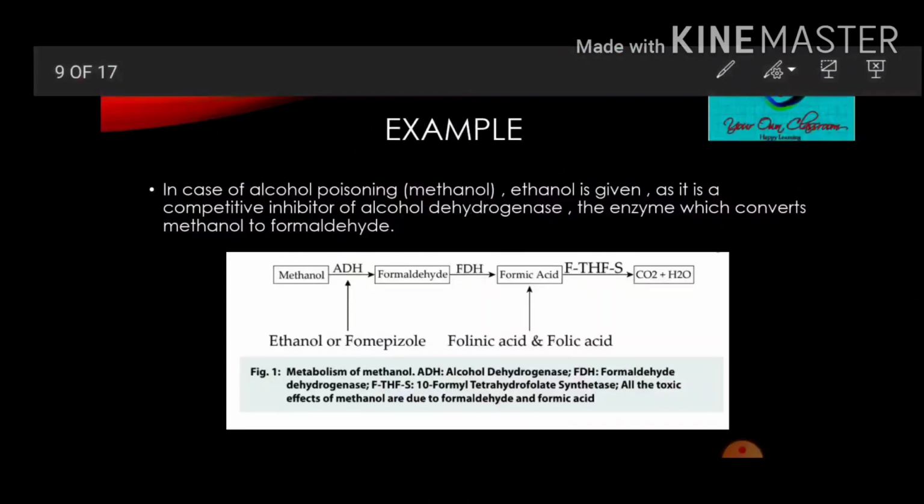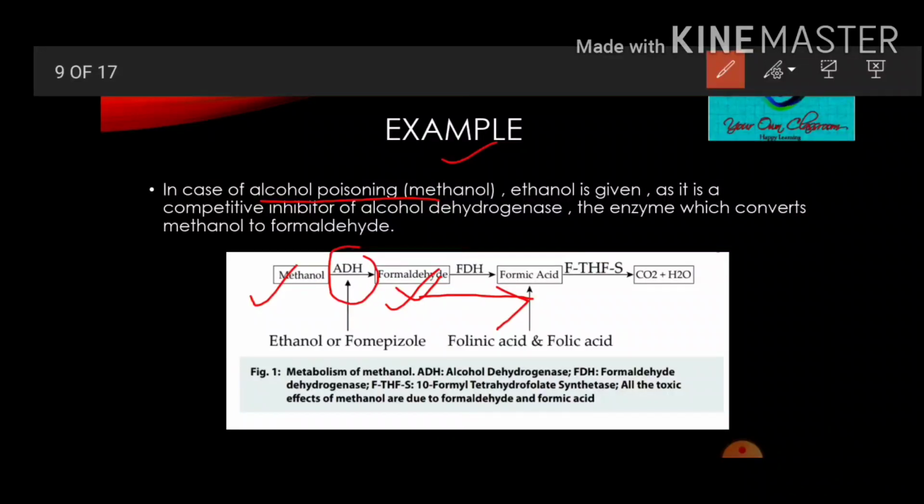Let's move to the next slide for another example. What happens in case of alcohol poisoning? As you know, methanol is used to adulterate ethanol. So when a person suffers from alcohol poisoning, it means he has consumed a very large amount of methanol, and this methanol gets converted into formaldehyde by the enzyme alcohol dehydrogenase, which is present in the liver. And this formaldehyde is very toxic for the cells, as it is converted into formic acid, leading to metabolic acidosis. It means the pH of the cells goes very low, due to which the cells die.